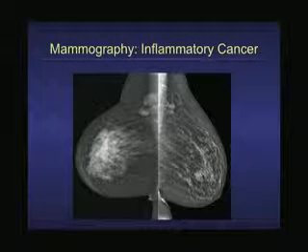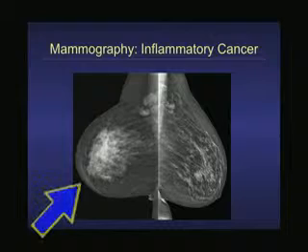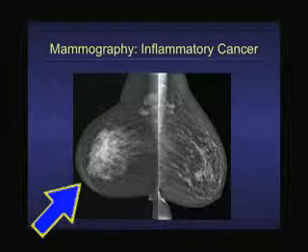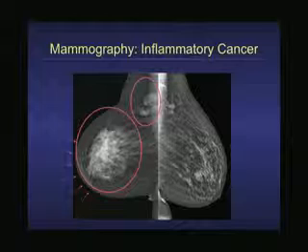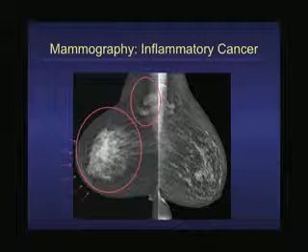Inflammatory cancer, that one I told you that looked like an infection. We see the skin thickening over here. It looks a little bit whiter. The breast tissue looks denser and kind of all coalesced. And then there's a bunch of big lymph nodes up in the axilla. That's what an inflammatory cancer looks like.